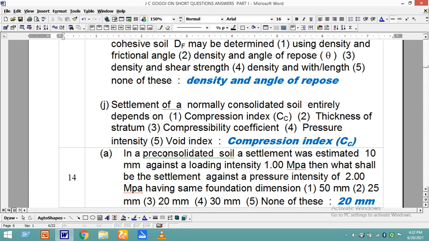Here we must see that it is a pre-consolidated soil. In the case of pre-consolidated soil, our principal components are P, B and Mv. If P is more, settlement will be more. If B is more, settlement will be more. And if Mv is the same, the changeable parameters are B and P. Here P is double, so the settlement of 10 millimeter will become 20 mm.